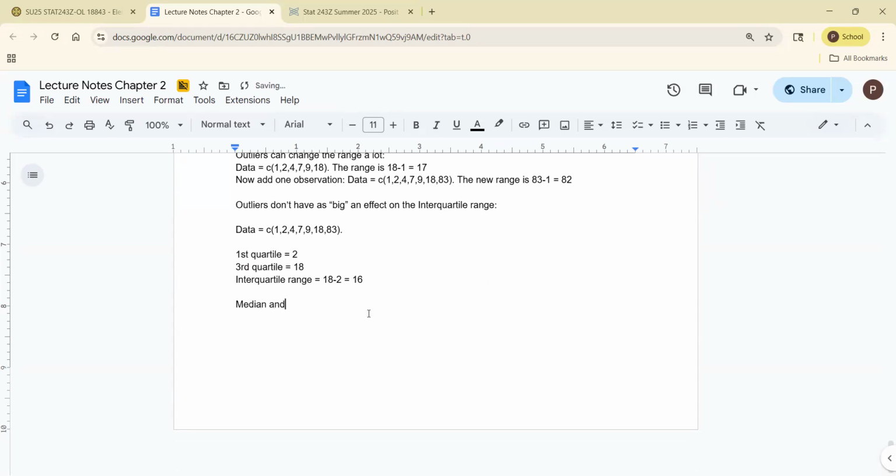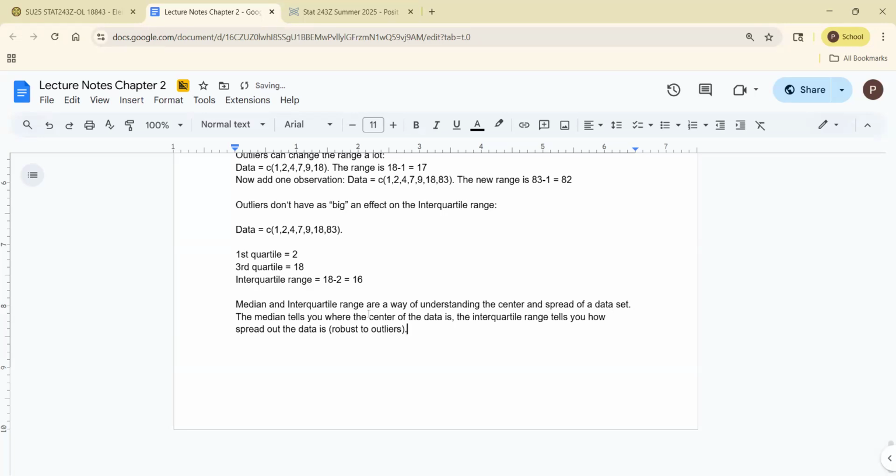So the median and the interquartile range are a way of understanding the center and spread of a data set. The median tells you where the center of the data set is. The interquartile range tells you how spread out the data is, and it's robust to outliers.